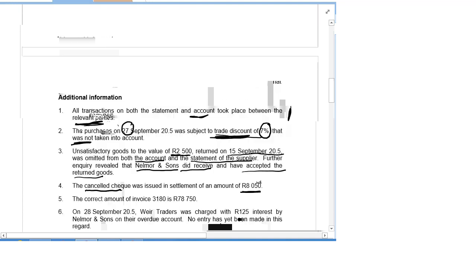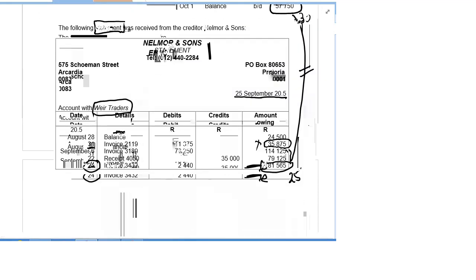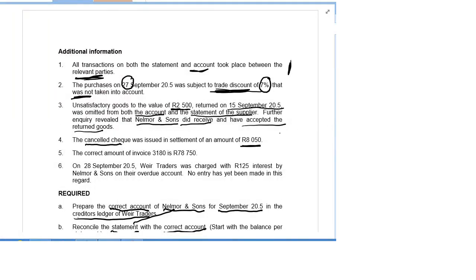They say in item number 4, the cancelled check was issued in settlement of account of 8,050. So that means if we look here at this RD check of 7,875, remember that was a payment that we made and the payment bounced. So they're telling us the actual amount that we paid was 8,050. So if I subtract the payment that we made of 7,875, it means we received a settlement discount of 175. So we have to record the fact that there's settlement discount that needs to get reversed.